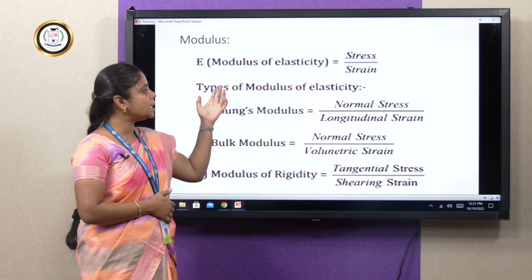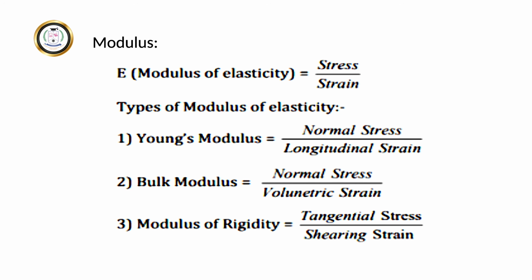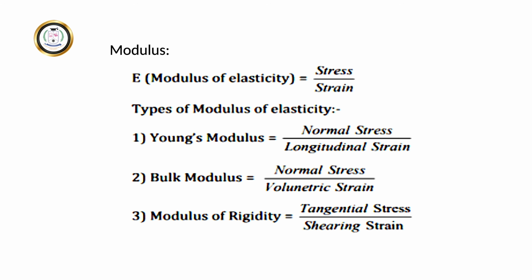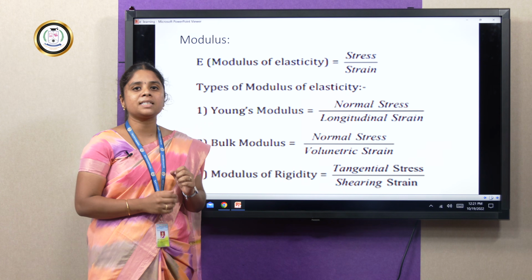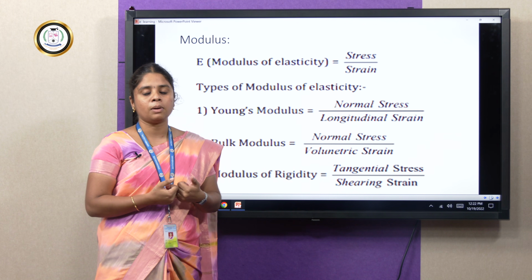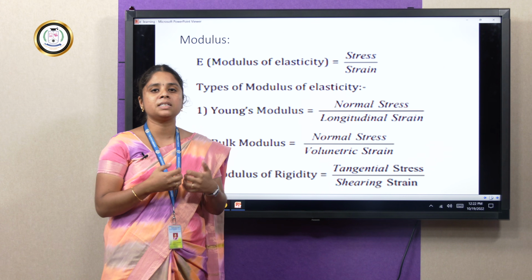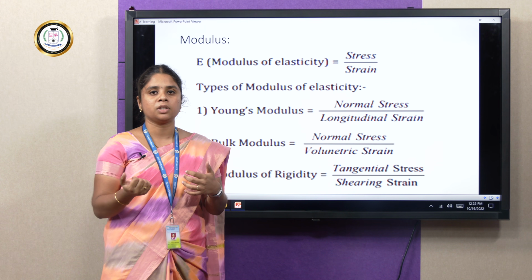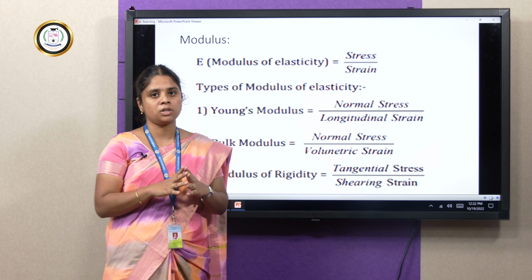In modulus, there are 3 different categories: Young's modulus, bulk modulus and rigidity modulus. What is Young's modulus? The ratio of normal stress to longitudinal strain is called Young's modulus. Let us imagine we have a rubber band. We are applying a certain force to this rubber band. So, the rubber band gets stressed, which means the rubber band's length changes from its original position to a new position. Now, when you release the force, the rubber band comes back to its original position.